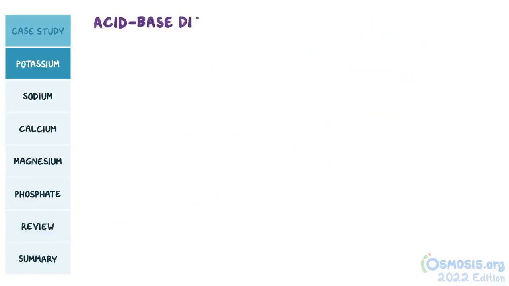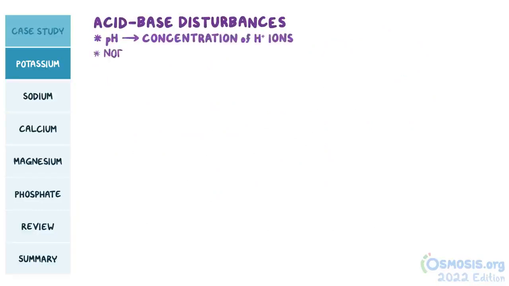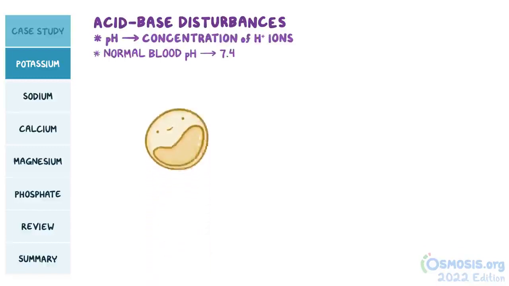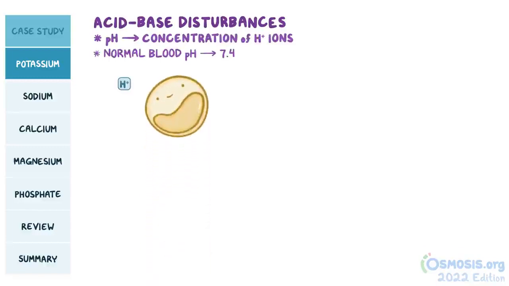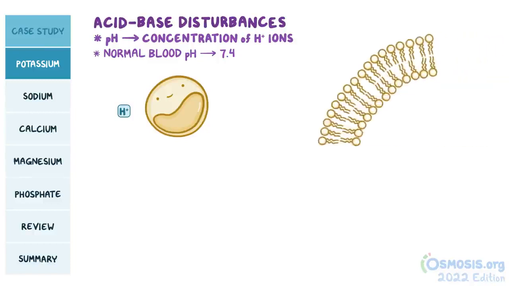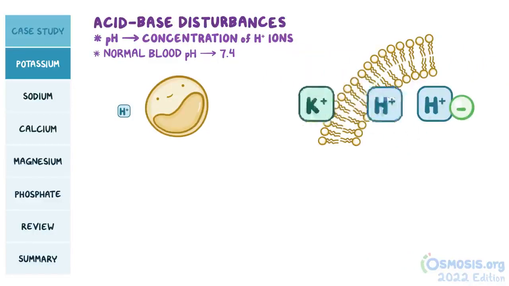Next, acid-base disturbances also play a role in this. pH reflects the concentration of hydrogen ions, and normal blood pH is about 7.4. To maintain pH balance, hydrogen moves in and out of the cells. In order for hydrogen to move across the cell membrane, it must be accompanied by an anion, meaning an ion with a negative charge, or it must be exchanged for another cation, like potassium.